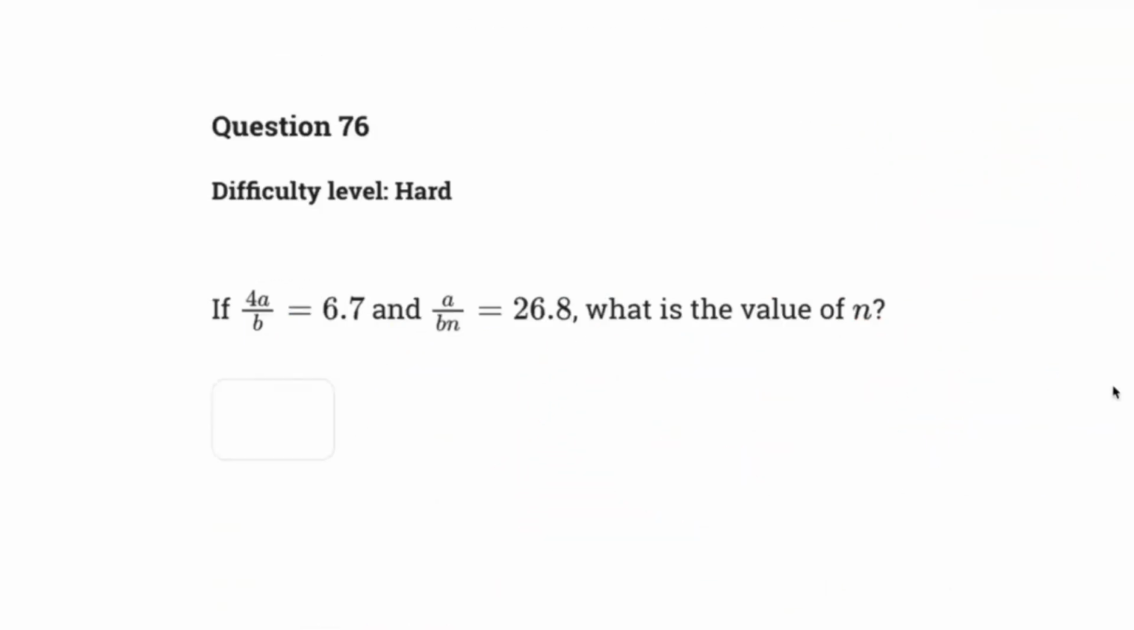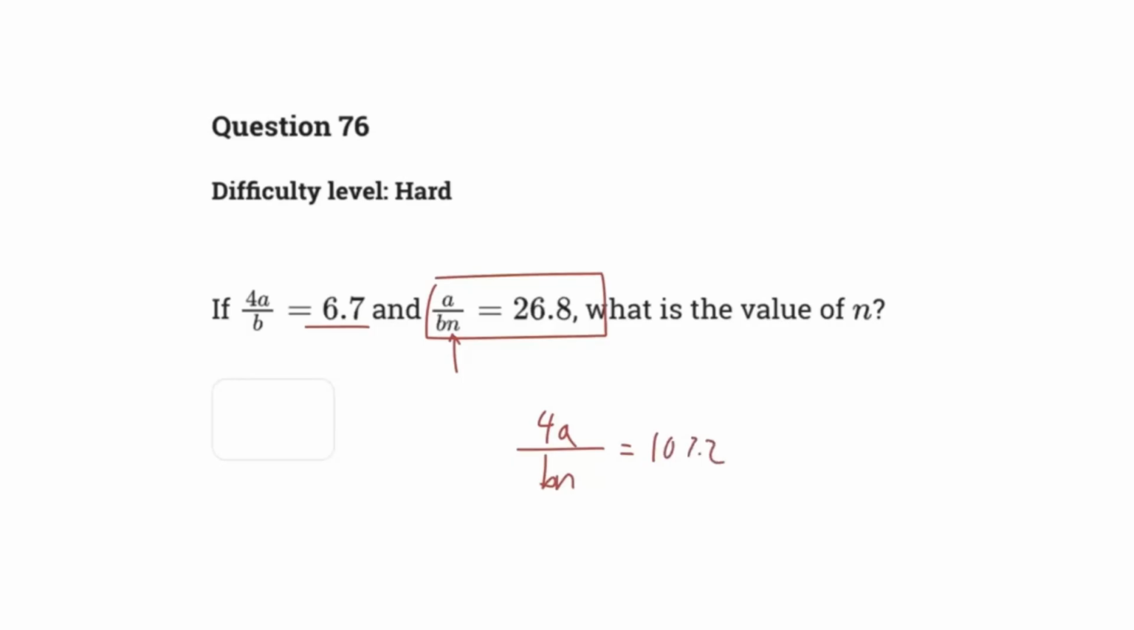Alright, so this problem says if 4a over b equals 6.7 and a over bn equals 26.8, what is the value of n? So to help us find the value of n, it'd be very helpful for us to scale up everything, because we already know what 4a over b is, that's equivalent to 6.7, so we can use that to help us compare the values to ultimately find n. So if we were to scale up this entire equation by 4, we'd have 4a over bn, and then we would have to multiply 26.8 by 4, which gives us a value of 107.2.